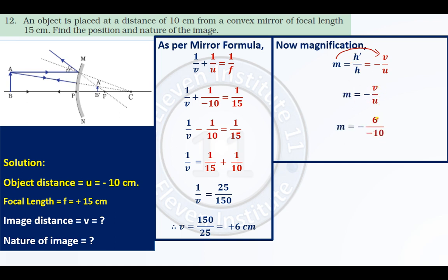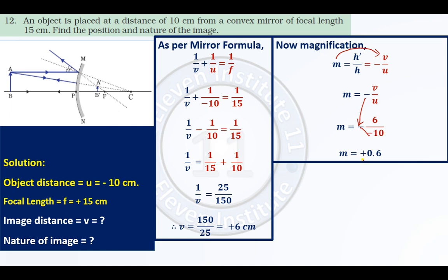Instead of v we will write 6, instead of u we will write minus 10. Don't be confused with this minus. This will remain as it is. So 6 upon minus 10, but before that this minus minus will become plus, and 6 upon 10 will give us 0.6, plus 0.6 actually.